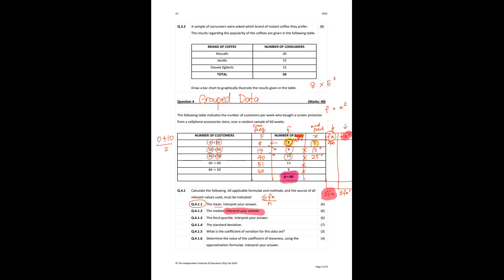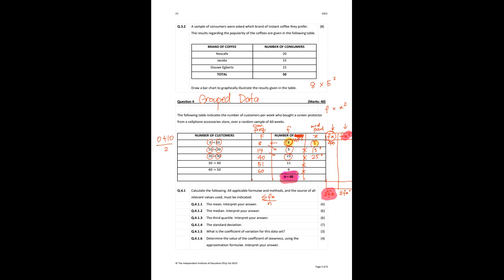So for example, your mean is the average. So you could say the average number of customers per week, and that would be your interpretation. Then the next one was your median. So your median requires a little bit more work than the mean did.